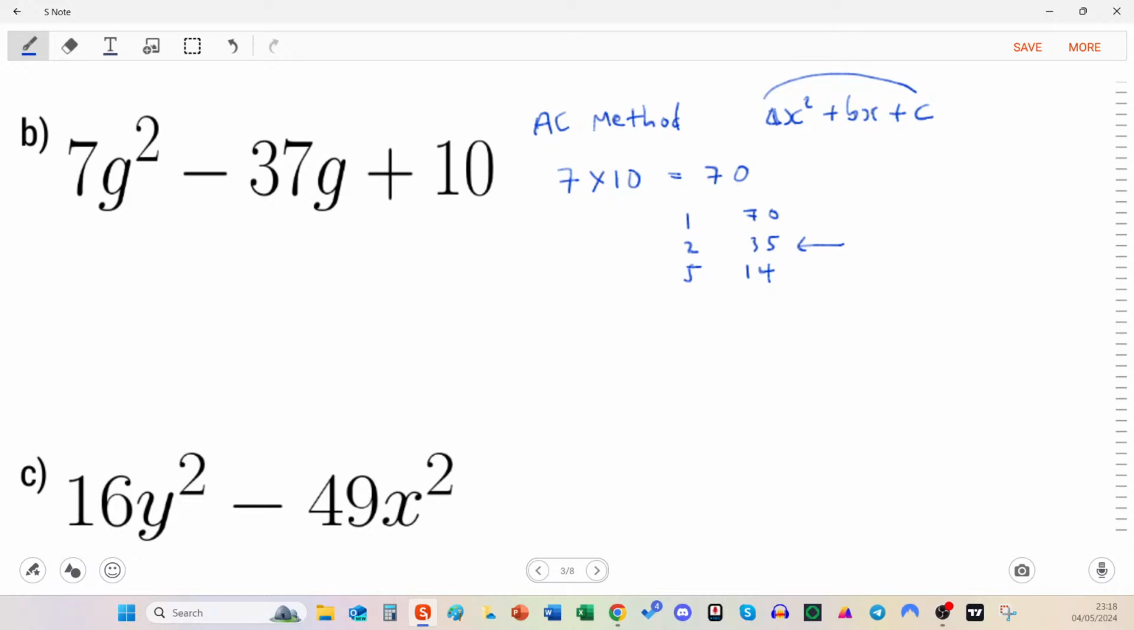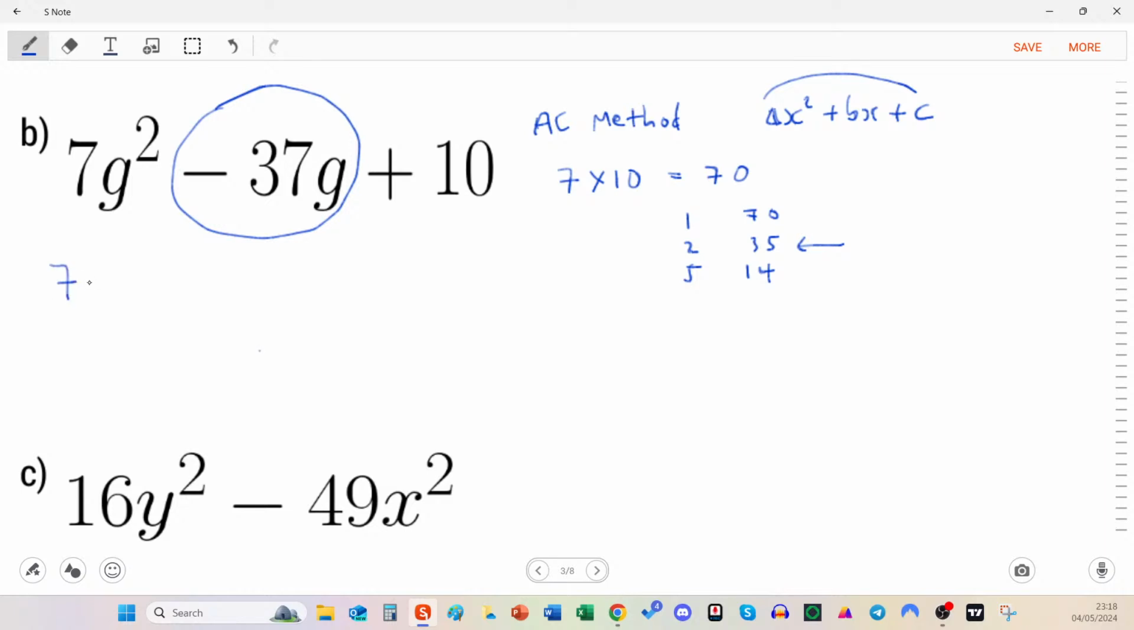So we're going to now replace the middle term, 37g, with a combination of 2 and 35g. Now we probably want to put them together with what they're going to factorize with. So 35 has a common factor with 7, but 35 doesn't have a common factor with 10. So we're going to put that with the 7 first. You'll see what I mean.